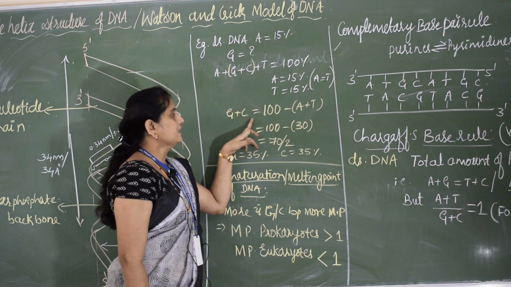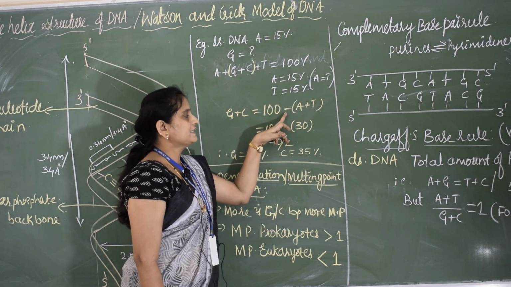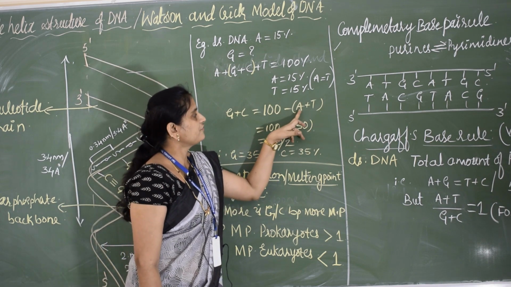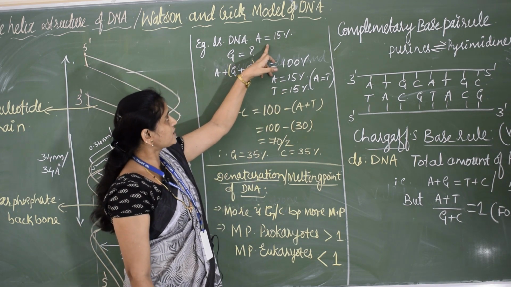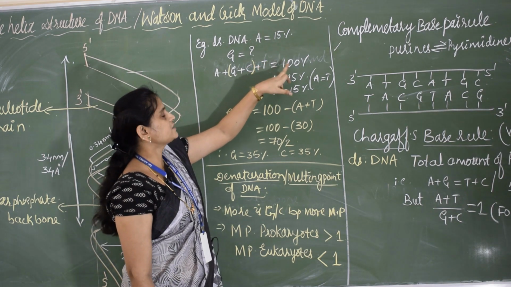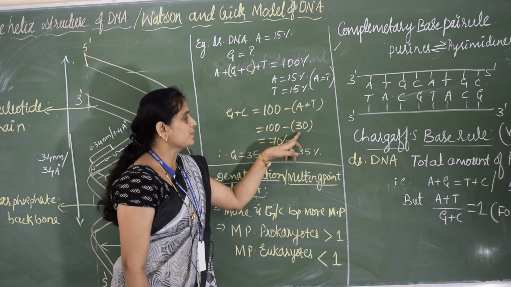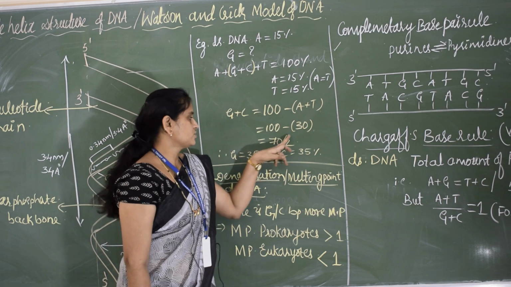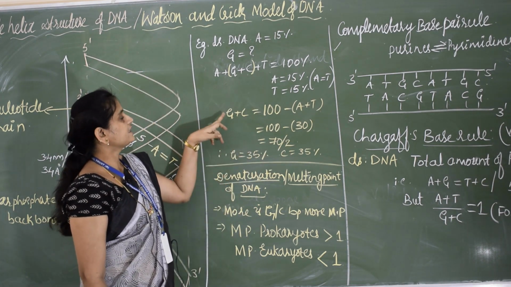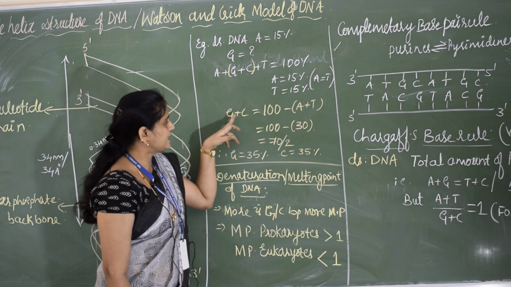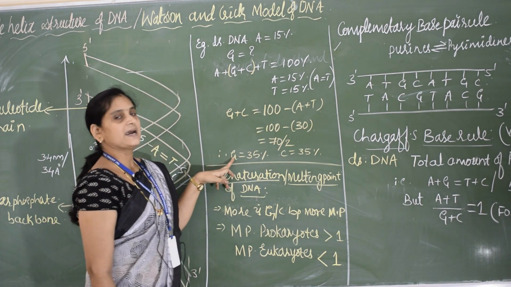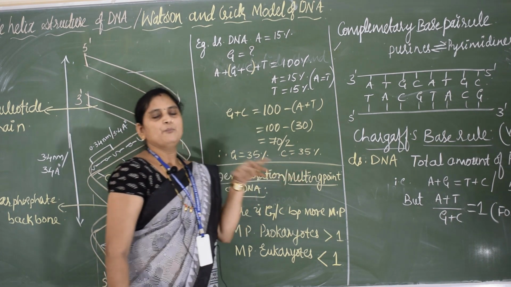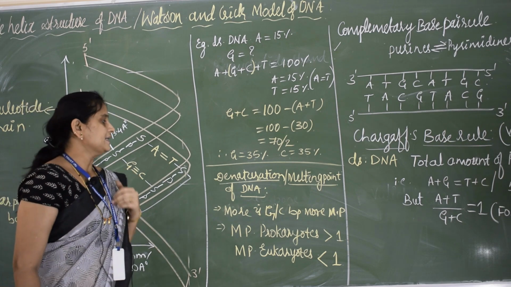Let's take G plus C equal to 100% minus the amount of A plus T, as it is already given in the question. A is equal to 15%, and as A is always equal to T, A plus T would be 30%. So 100 minus 30%, you will get 70%. Divide by 2, as you have to find the percentage for both G and C, and you will get G equal to 35% and C equal to 35%. This is how many more questions will be there in the CET examination.